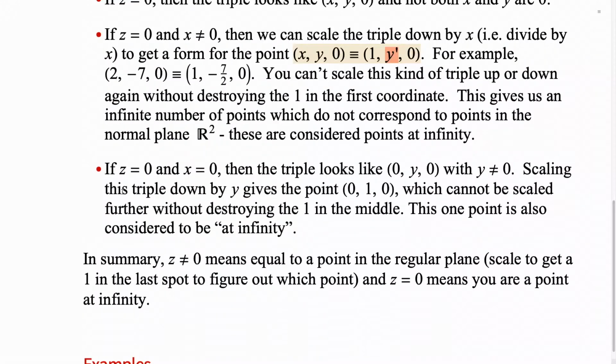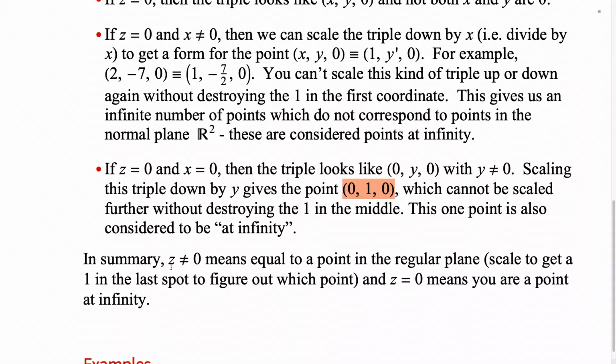Now, the last option is if z is 0 and x is 0, then the triple you started with really looks like (0, y, 0), where y is not 0. Scaling this triple down by a factor of y gives you the point (0, 1, 0), and there's no way to scale this up or down without destroying that 1 right there in the middle. So this is sort of the standard form for this kind of point. This one point is also considered to be out there at infinity.